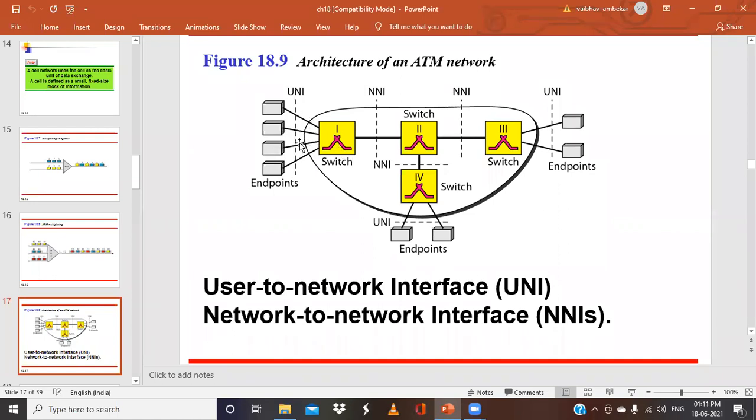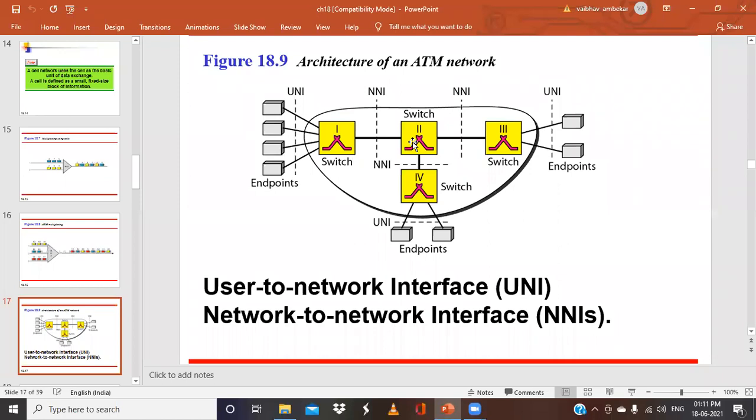Similar to that, the switches are connected to each other. We can have switch 1, switch 2, and so on. These switches are interconnected by using an interface, and this interface we call the NNI, that is the network to network interface. And these cell networks are based on the virtual circuit approach.